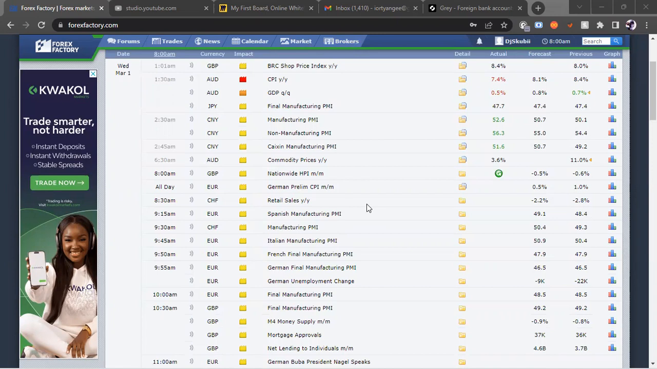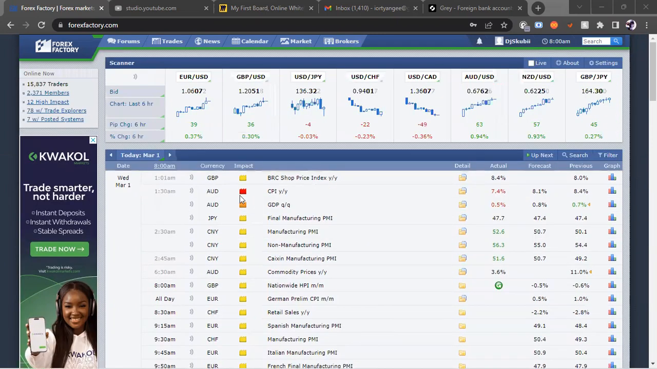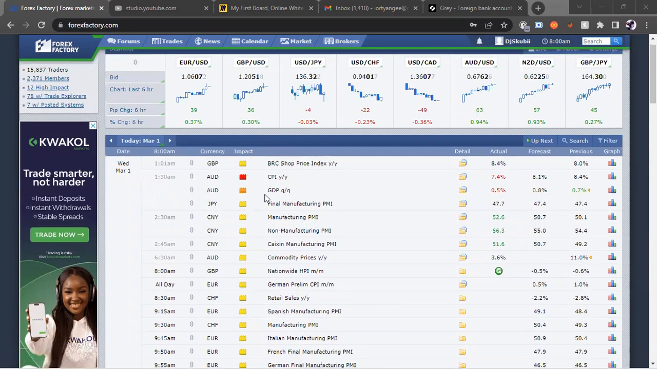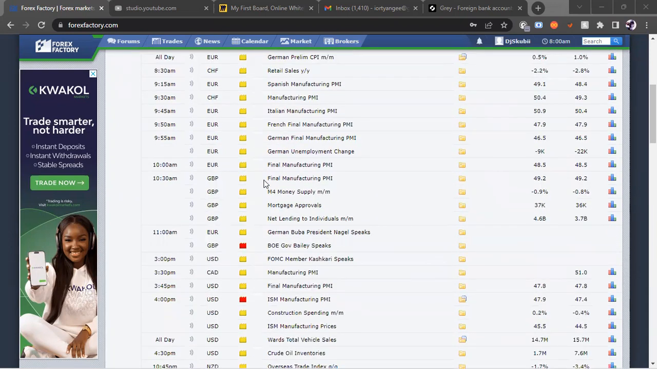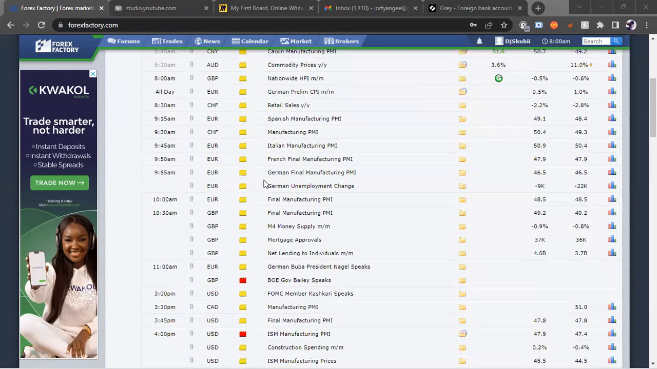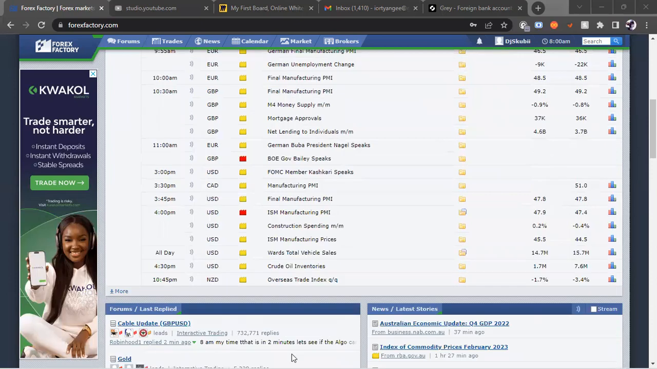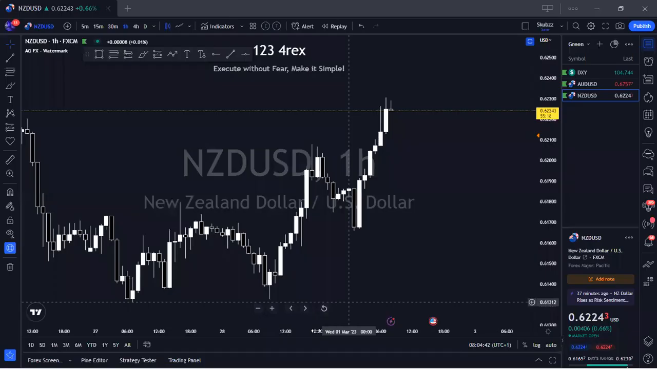So let's get started. Fundamental wise, we had a high impact news on AUDUSD. That's really concerning because I traded AUDUSD. And then we have high impact news by 11 on GBP, and then we have another one by 4 p.m. on USD. So it's going to be quite an eventful day. Let's jump on our charts and see what we can get.